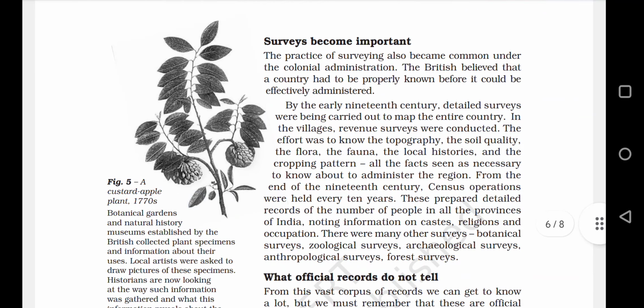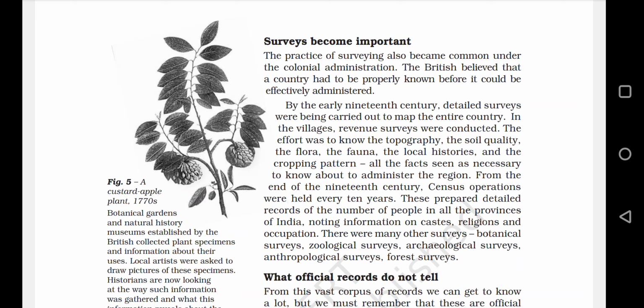Then we have this custard apple plant, which was found during the surveys which were going on. There were so many surveys going on in India, and the names are given here. I think it can also be an objective question: what are surveys, how were they conducted, and what was their purpose. You should know that a survey is where you're collecting data about certain things. Like if you're talking about the zoological survey, you will be talking about different animals, searching about the species, different types of species, their numbers, everything in that.